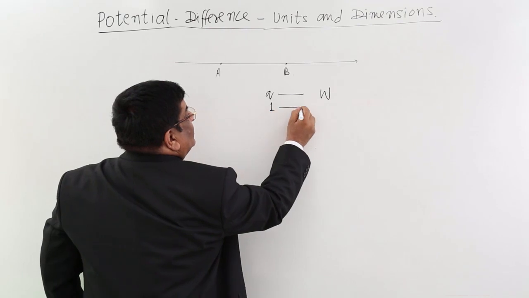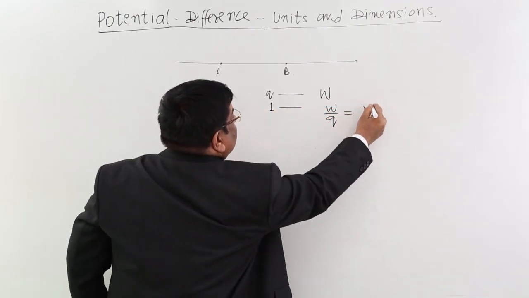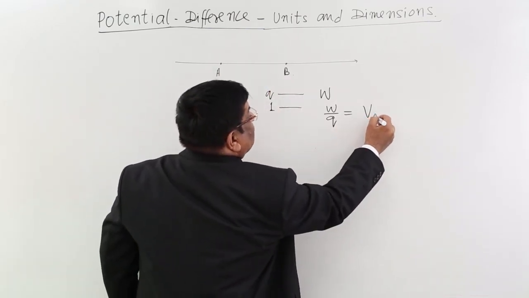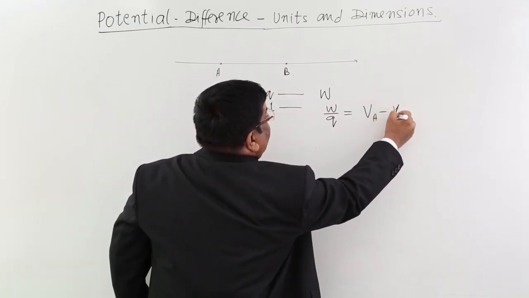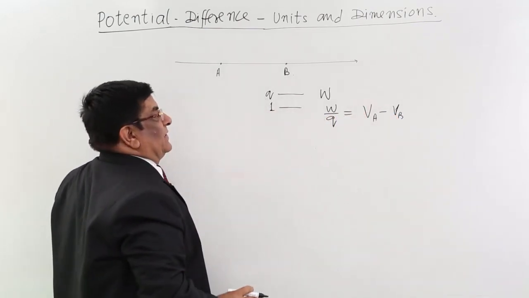If we carry a unit charge, the work done will be W upon Q, and this is the potential difference between the 2 points. So this will be known as VA minus VB, final destination minus initial point. So this is the potential difference.